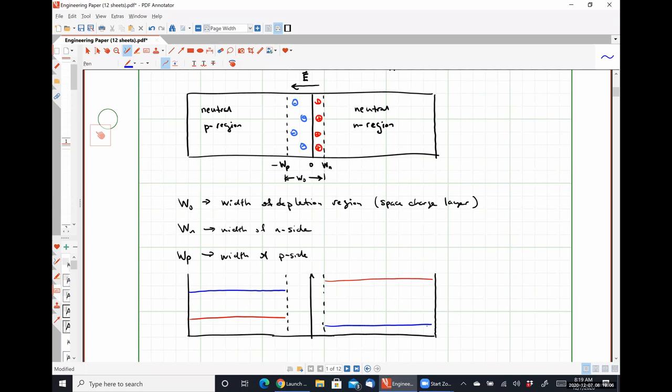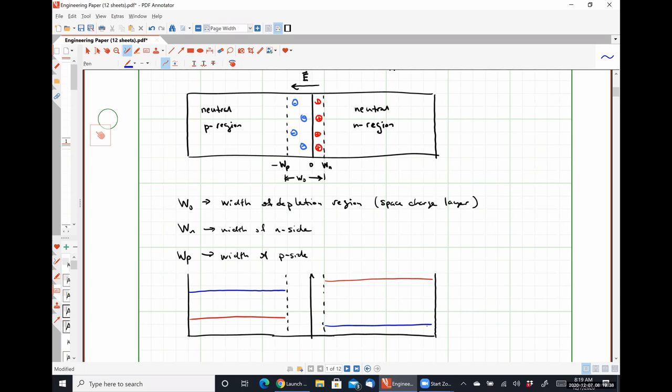So the blue line is my hole concentration, red line is my electron concentration. Our space charge layer, or our depletion region, is effectively devoid of charge carriers, right? Anything that got there recombined with the opposite type of charge carrier. So we still have some concentration gradient, meaning we should still see that holes are trying to diffuse to the right and electrons are trying to diffuse to the left.